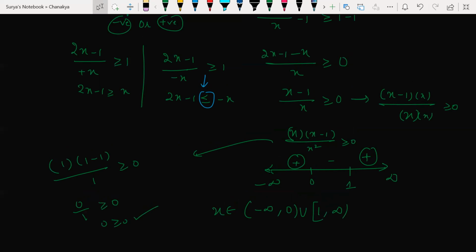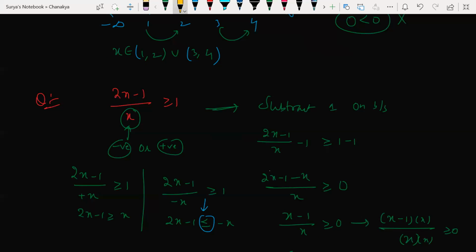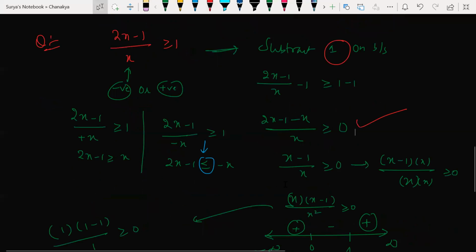Guys, I'm talking to you. Understood, sir. Yes. Look at this. First of all, what I did here: whenever you have this type of question, first of all you subtract the constant which you have on the right side, and make it 0. Look at this. I subtracted 1 on both sides. I made my inequality like this.